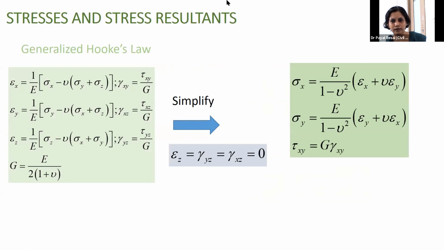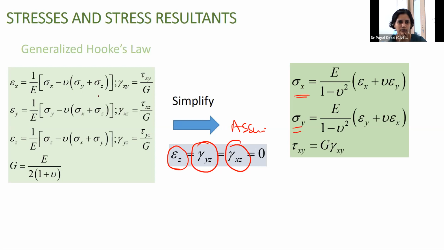Now I will quickly go through these formulas. We have seen that epsilon z we are making 0, gamma yz we are making 0, gamma xz we are making 0, based on our assumption of the plate theory. So you will be able to see that assumption in every equation. So you will see the stresses from Hooke's law can be simplified like this.